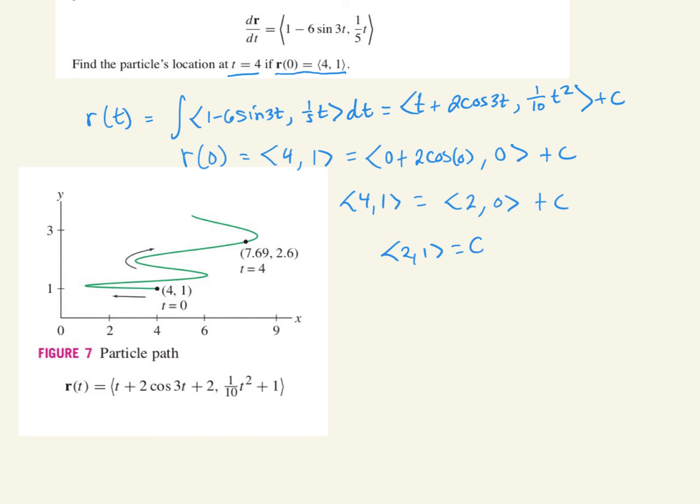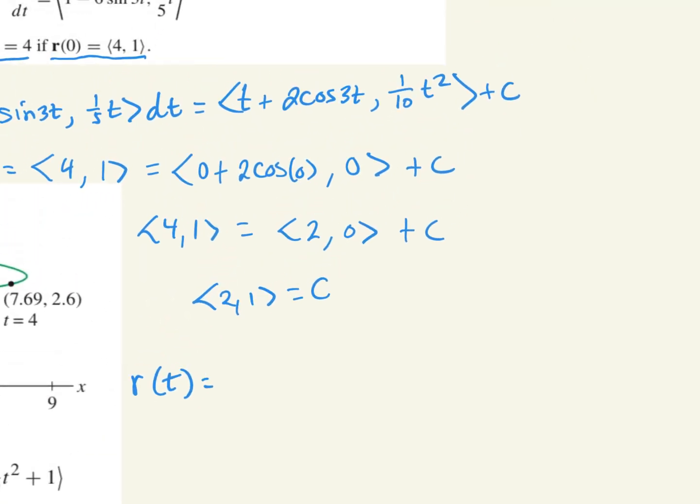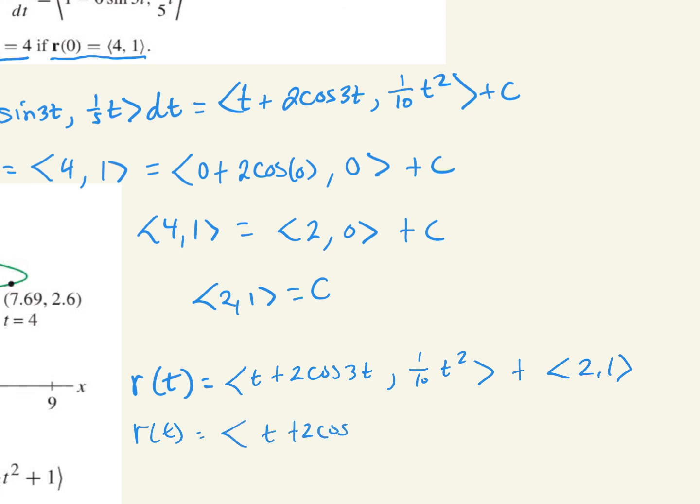The fun's not over. We now can say that r of t equals t plus 2 cos 3t, comma, 1/10 t squared, plus 2, 1. Then we put it in. r of t equals t plus 2 cos 3t plus 2, comma, 1/10 t squared plus 1.